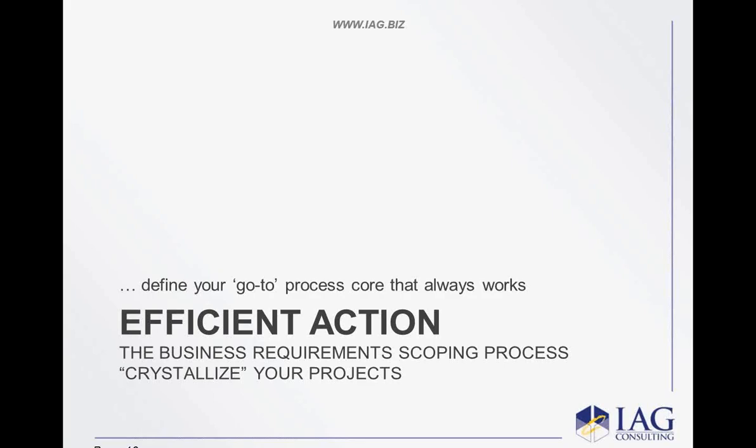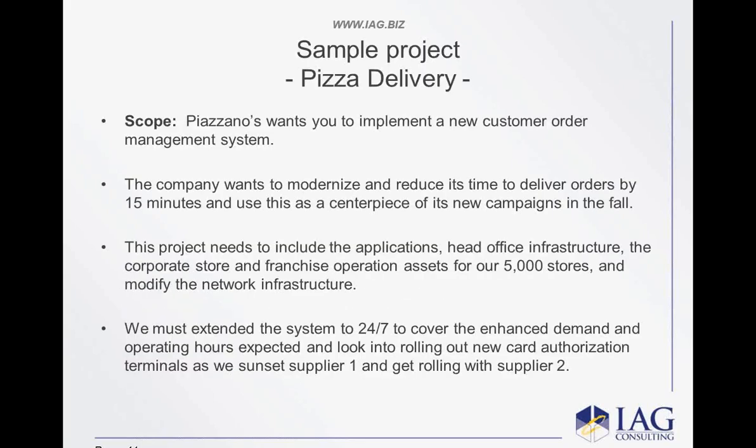And let's take a look at just an example, okay? Paisanos wants you to implement a new customer order management system. The company wants to modernize and reduce its time to deliver orders by 15 minutes, and so on. This project needs to include the applications, head office infrastructure, corporate stores. And the CEO wants to see us cut costs. So we need to identify opportunities for synergy, all these other kinds of things, right? So what do we do?